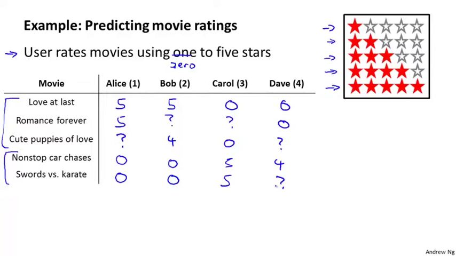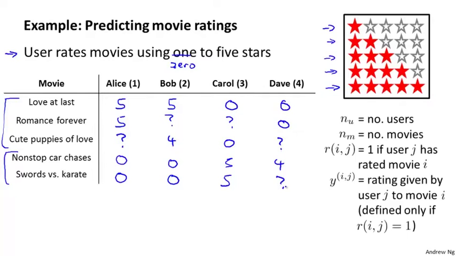Okay. And so just to introduce a bit of notation, this notation we'll be using throughout, I'm going to use NU to denote the number of users. So in this example, NU will be equal to 4. So the U subscript stands for users. And NM I'm going to use to denote the number of movies. So here I have 5 movies, so NM equals 5.